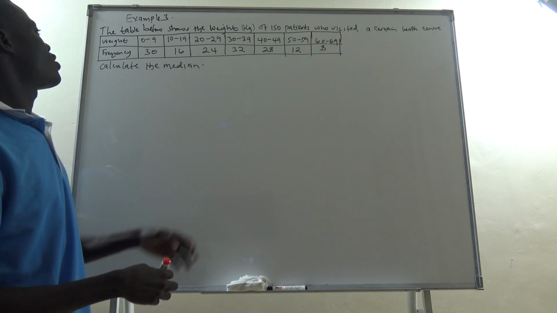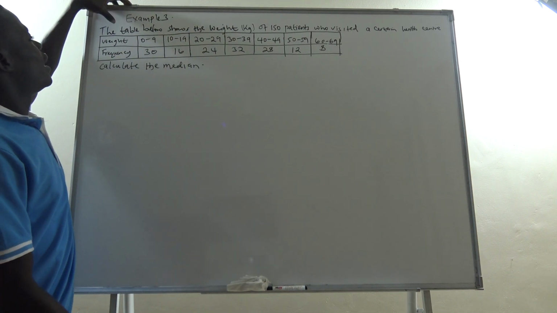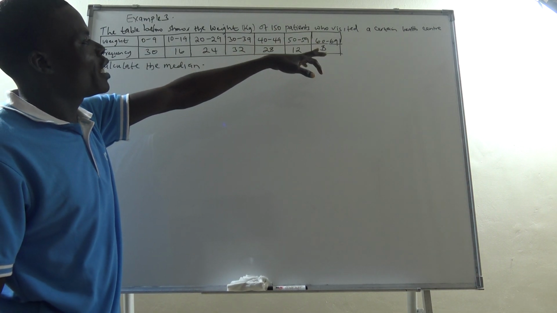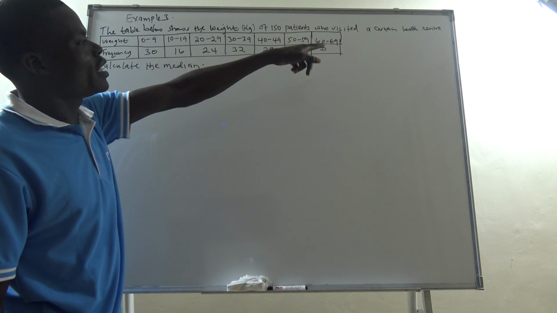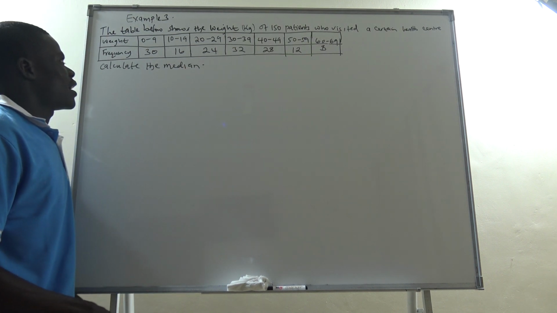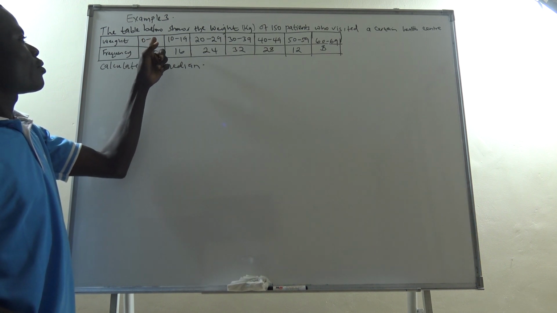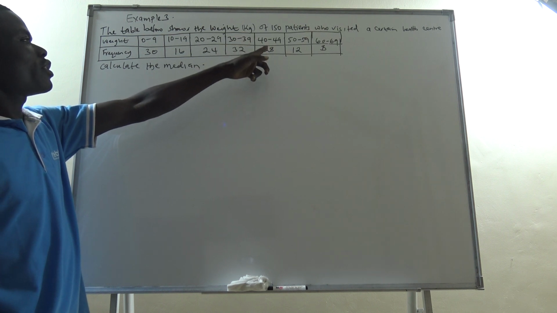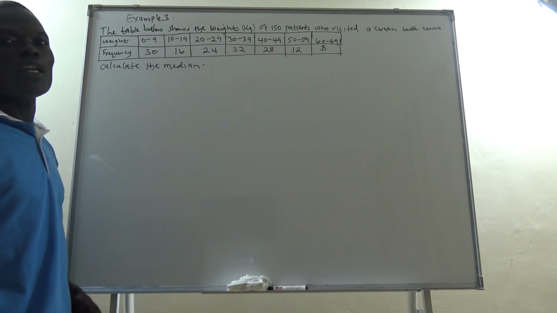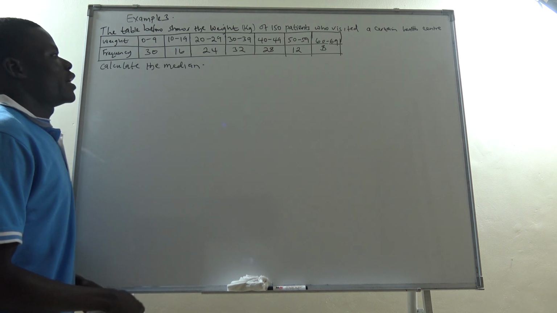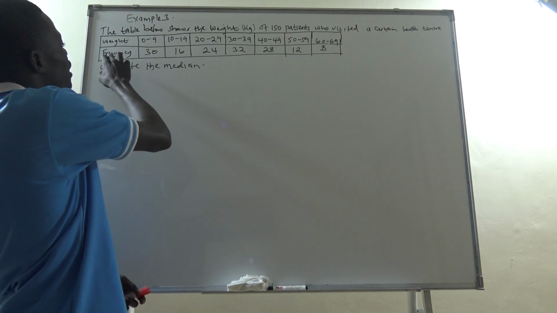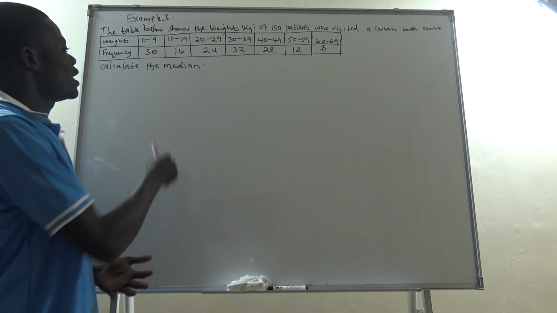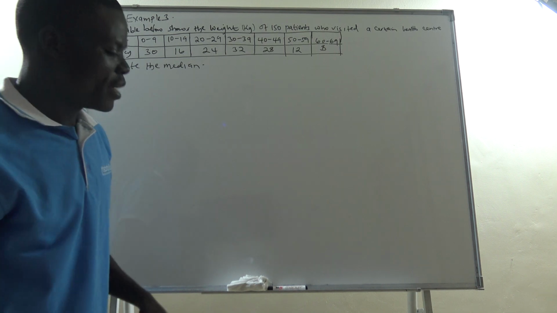So we have an example given and it reads, the table below shows the weight in kilograms of 150 patients that visited a certain health center, and their weight is ranging from 0 to 9, 10 to 19, 20 to 29, 30 to 39, 40 to 49, 50 to 59, and 60 to 69, plus their respective frequency. But the task which they want us to do today is to calculate the median.